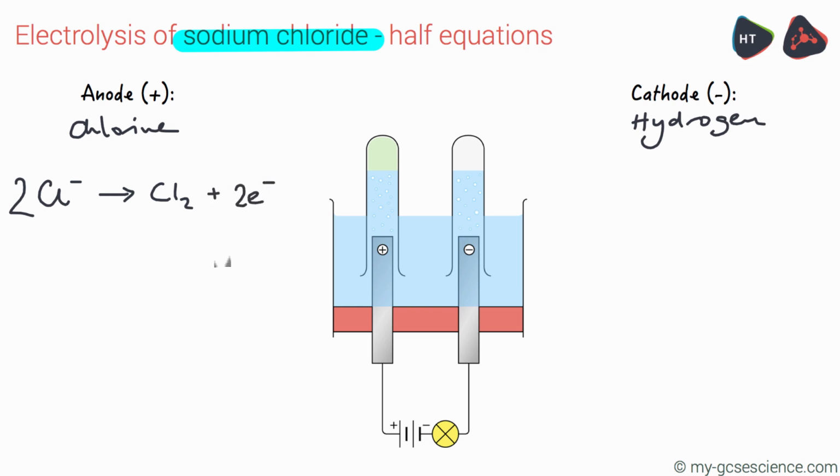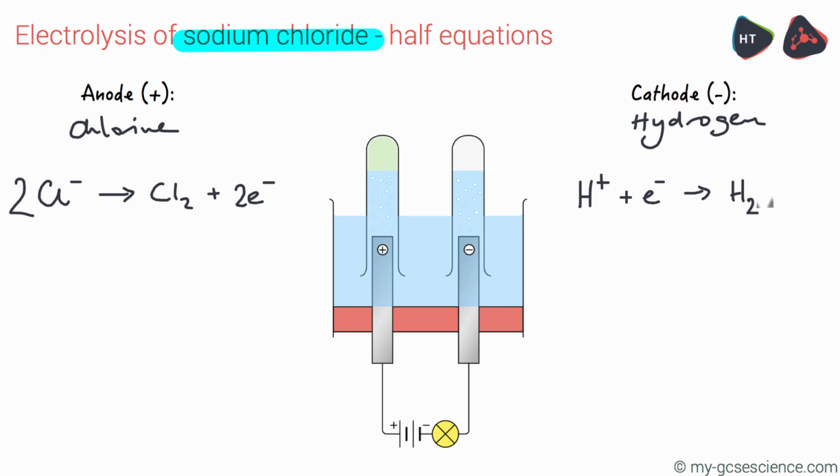And there's the half equation for the reaction at the anode that produces chlorine. At the cathode, we have hydrogen. So we start off with the hydrogen ions, and because these are positive ions, we must gain electrons to form the element. The element in this case is hydrogen gas, which is H2.